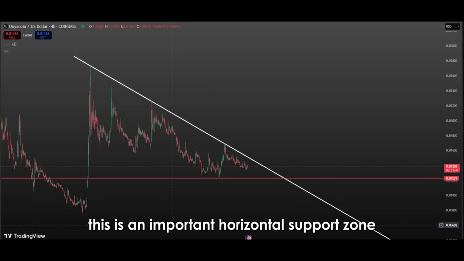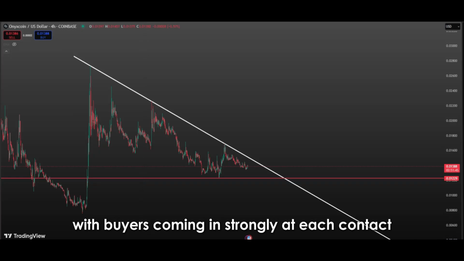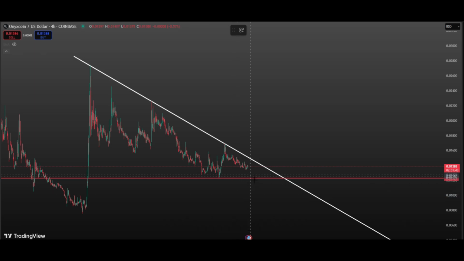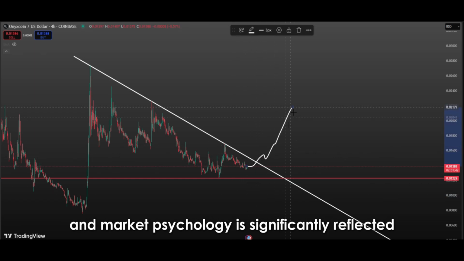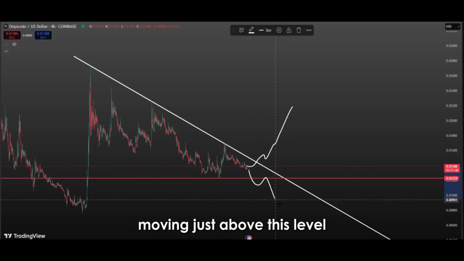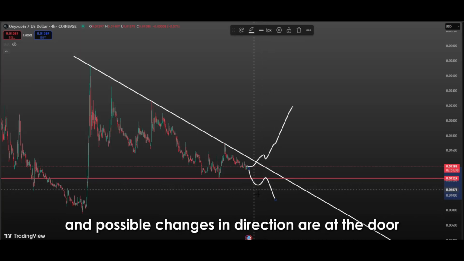A careful analysis of the chart shows that the price is currently approaching a rather critical level. This is an important horizontal support zone that has been tested many times in the past, with buyers coming in strongly at each contact, interrupting the downward momentum of the price and acting as a floor. Such support levels are areas in technical analysis where investor behavior crystallizes and market psychology is significantly reflected. The fact that the price is currently moving just above this level suggests that the market is approaching a moment of decision and possible changes in direction are at the door.